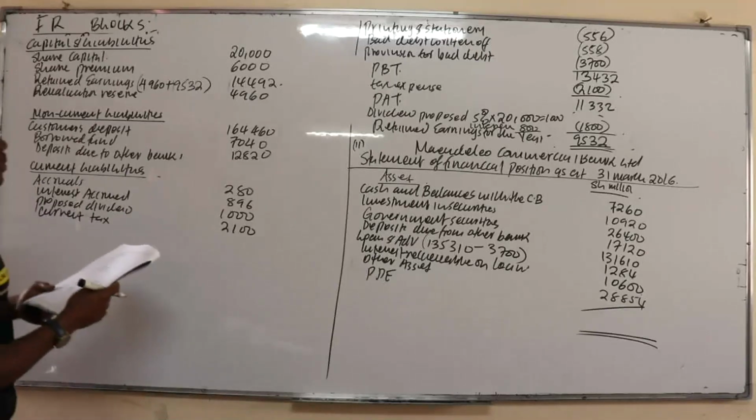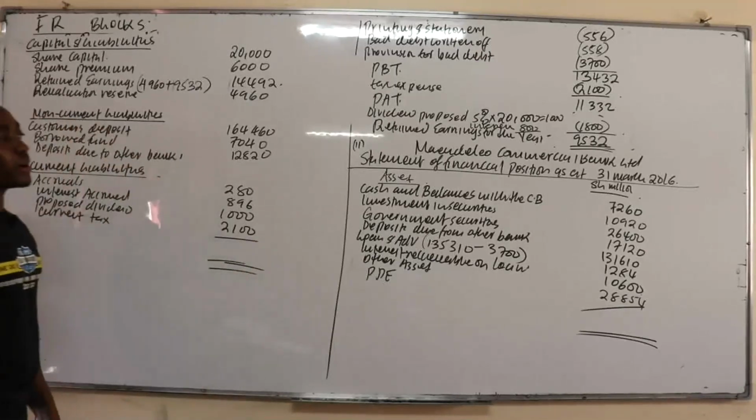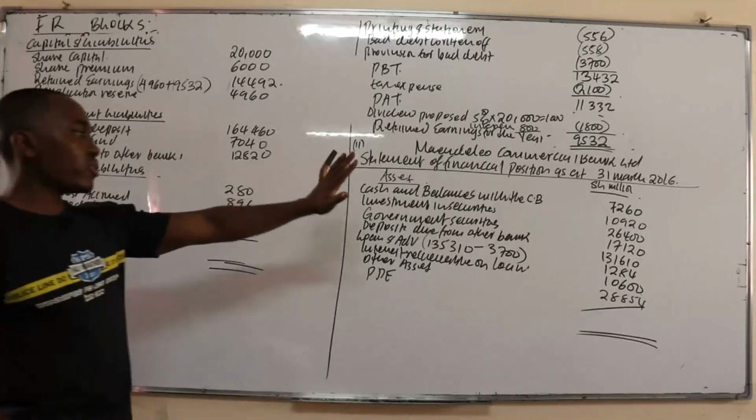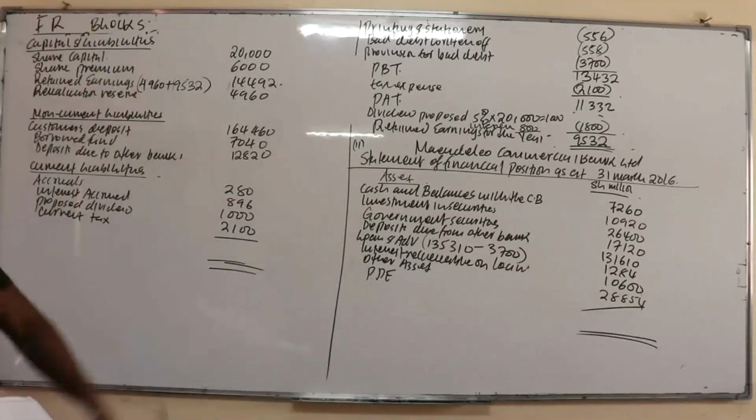Good. So that's how you present the statement of financial position. It's all about doing that. For the assets, we arrange them in the order of liquidity, starting with the most liquid asset. But for the equity and liability, nothing changes. So we can take a screenshot of that.